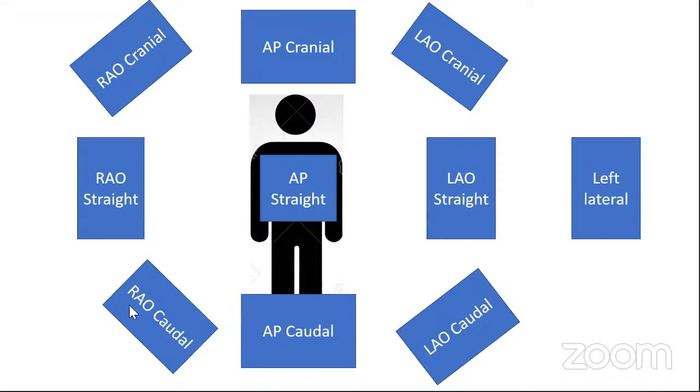The caudal views, RAO caudal, AP caudal, LAO caudal, are usually great for the proximal parts and the left main. And we have the straight views, RAO straight, AP straight, LAO straight, and left lateral. This is the 90-degree view, parallel to the patient from the left side.